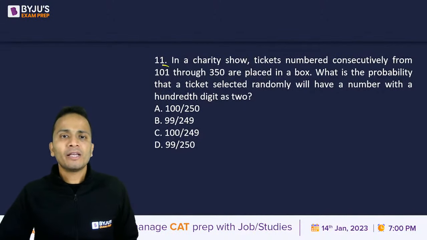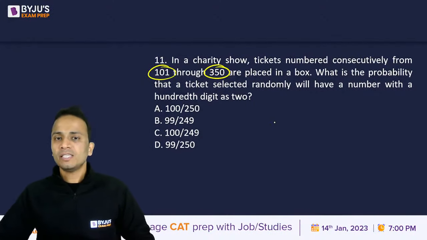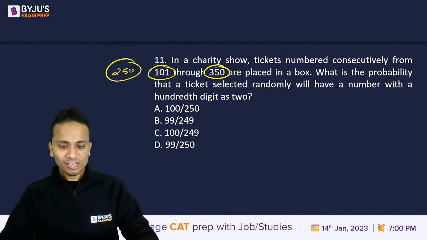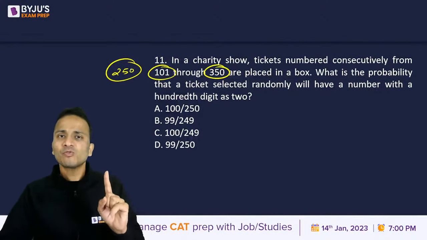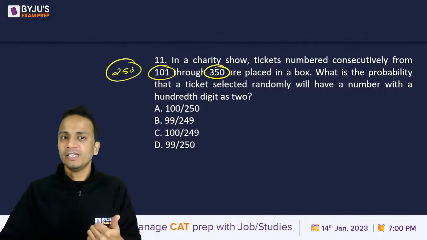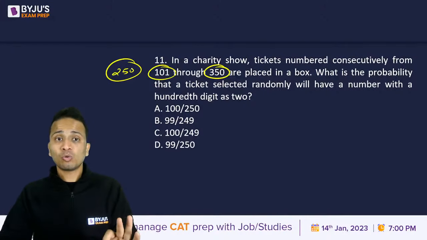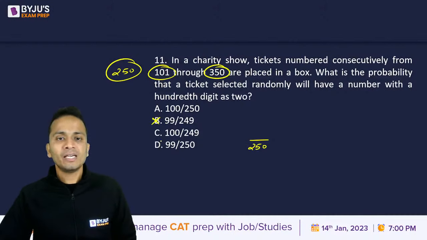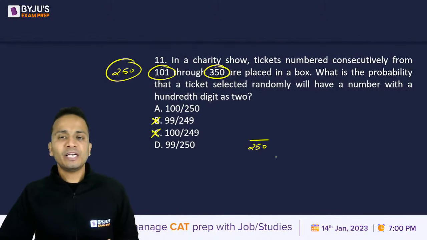So, starting from 101 up till 350, the total number of tickets is equal to 250. So, this is the first thing that we have got. Mahima, the total number of tickets is 250. It starts from 101, so 101 include karna hai. Theek hai? So the denominator of my answer should be 250. So option B and option C can be eliminated, right? Theek hai? So 250 will be the denominator.